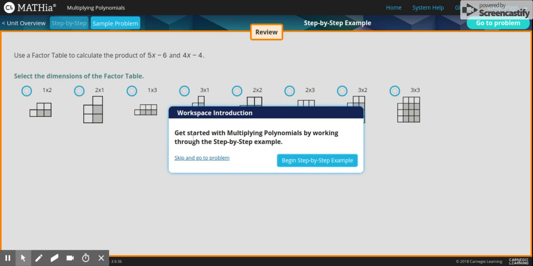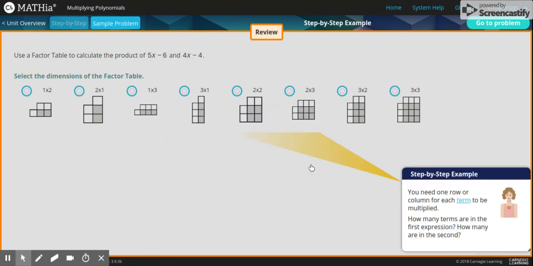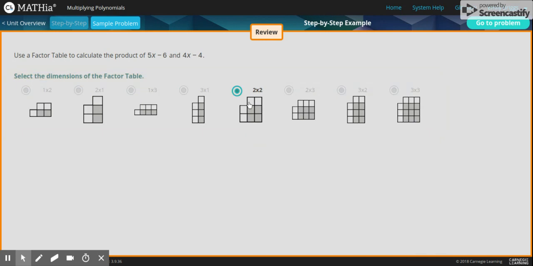Hi guys, so today we're going to be multiplying polynomials, and I always suggest using the step-by-step example to help you. So when you look up here, it says use a factor table to calculate the product of 5x minus 6 and 4x minus 4. You look at how many terms are in this one right here, and there are 2. So that means that this side is 2, and then how many terms are over here is 2, so it's a 2 by 2.